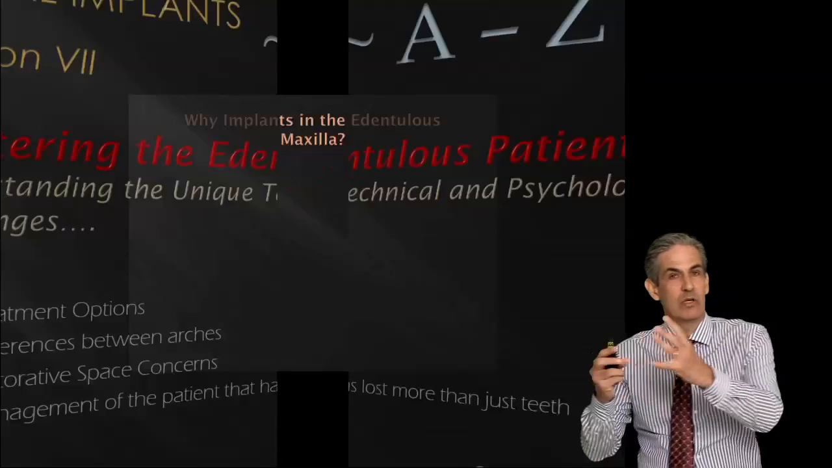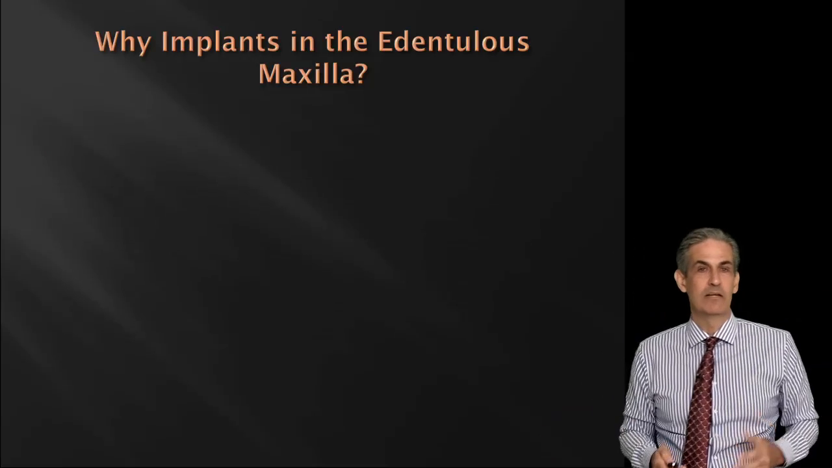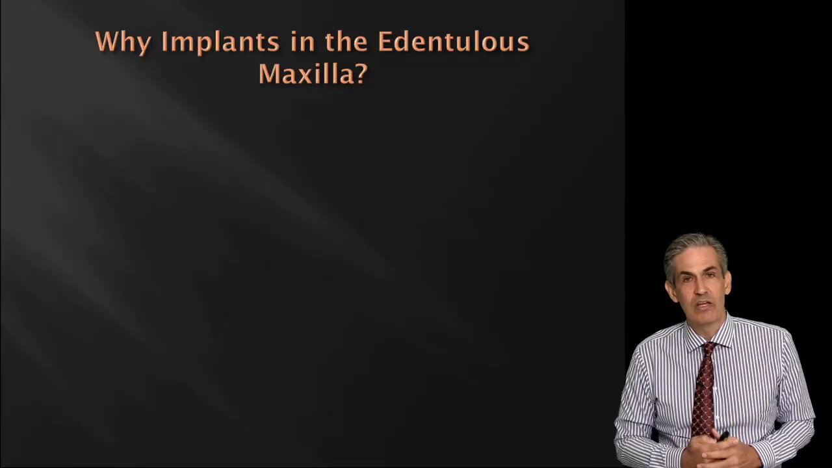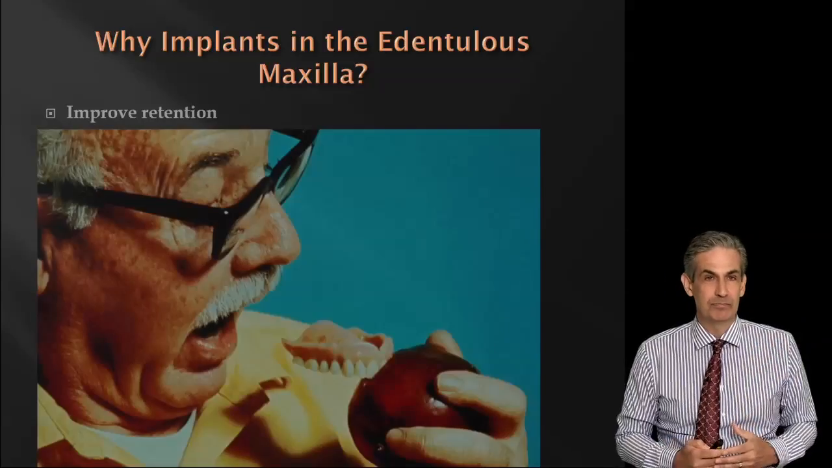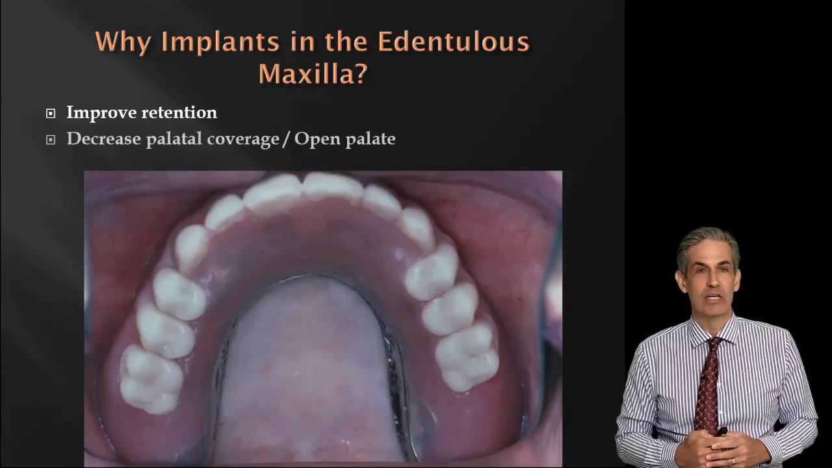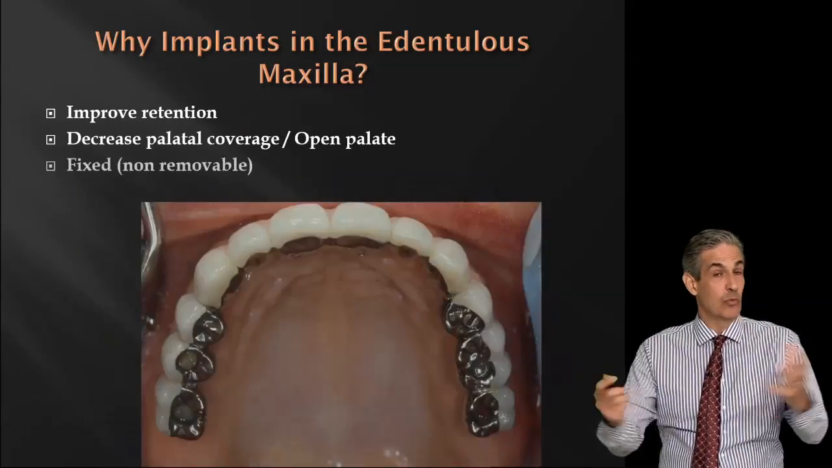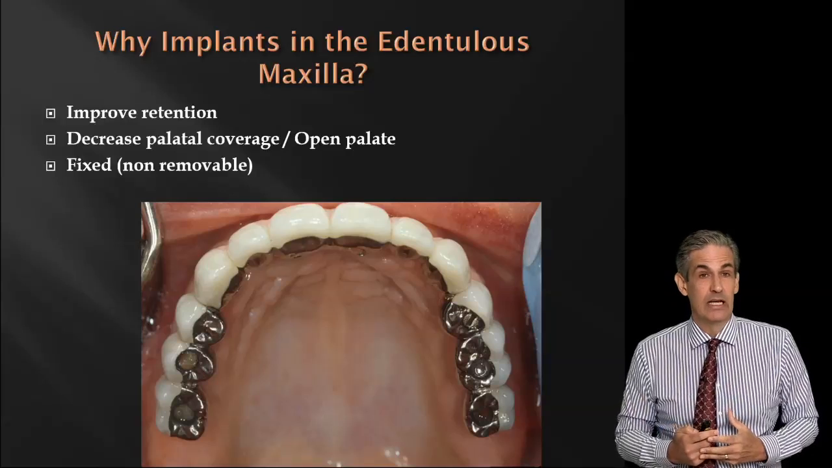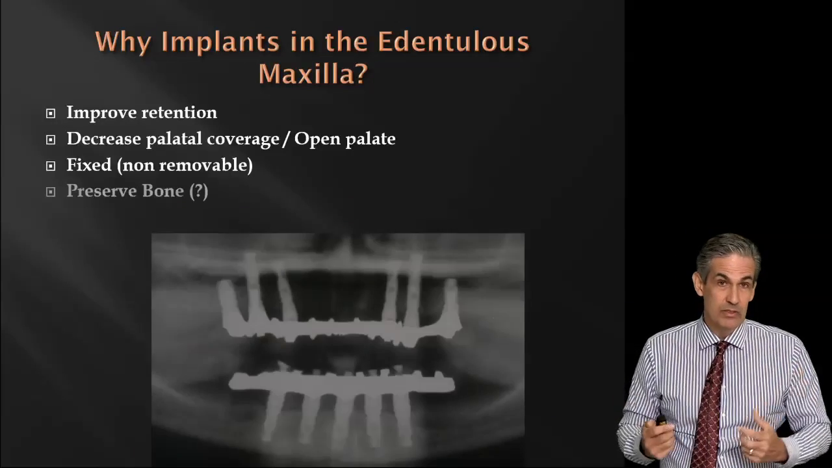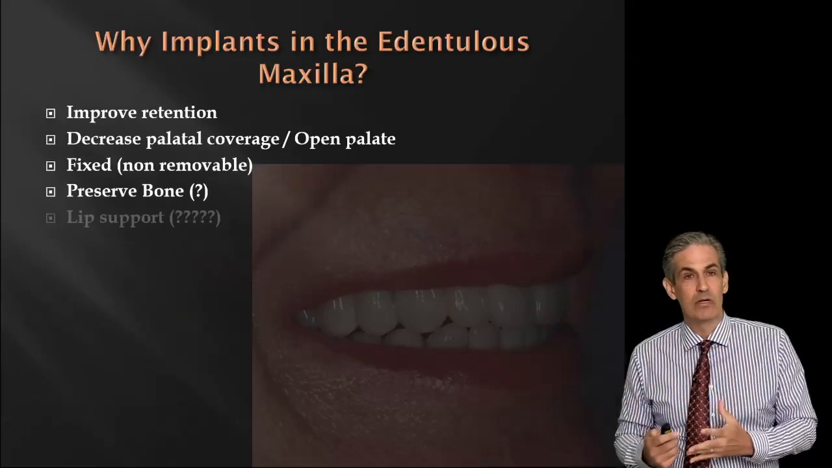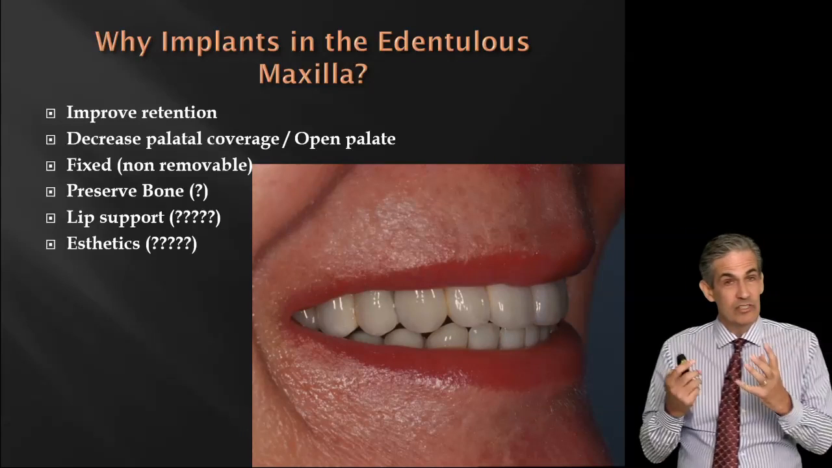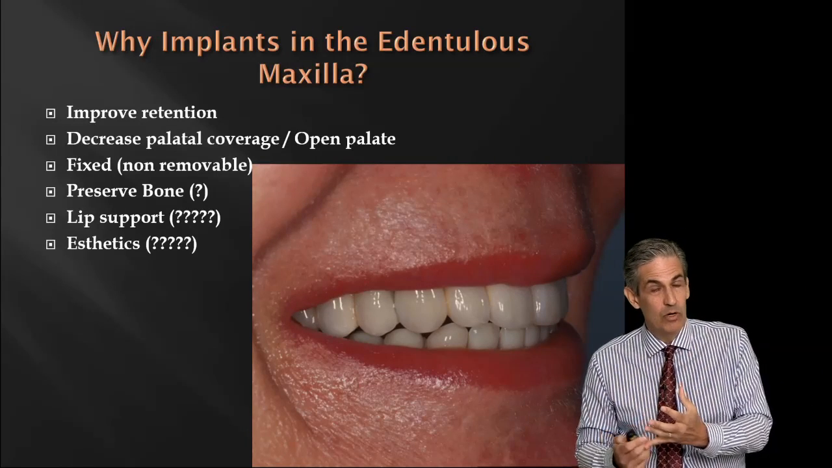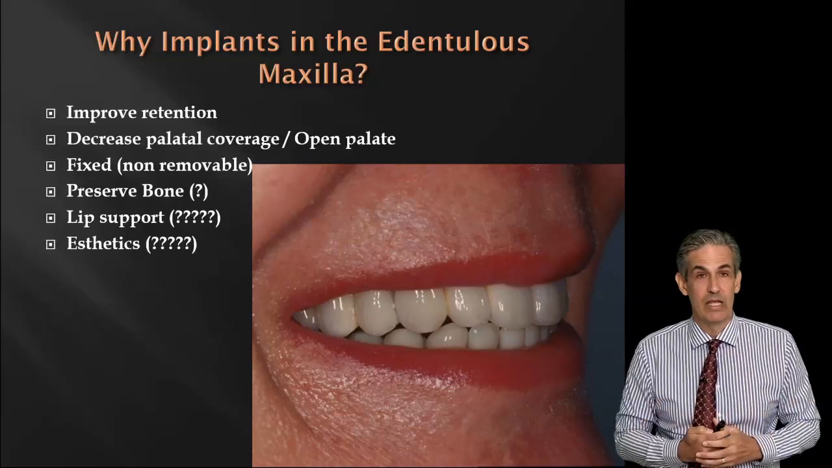There's differences between the edentulous maxilla and the mandible. So why would we think about doing implants in the edentulous maxilla? To improve retention, to decrease palatal coverage, to give a fixed result. Do we always want a fixed result? Preserve bone, of course, but does it give lip support? Does it give aesthetics? And the answer has to be no. So understanding why implants are used is important, and then what the ultimate goals are.